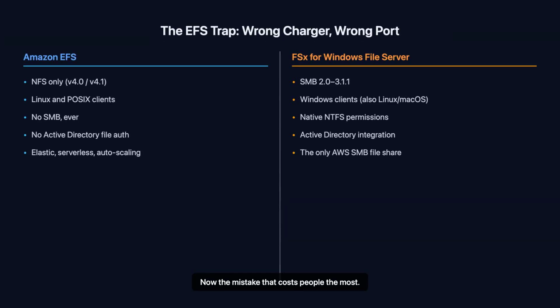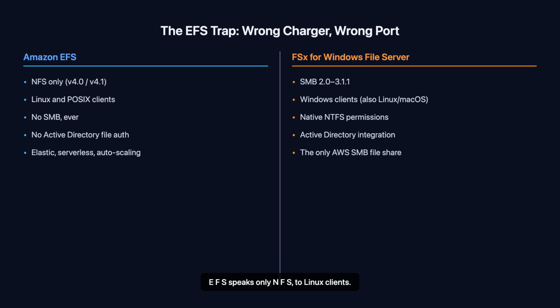Now the mistake that costs people the most. When a scenario says shared file system, the reflex is to reach for EFS. It's elastic, managed, and cheap. But look at the two side by side.